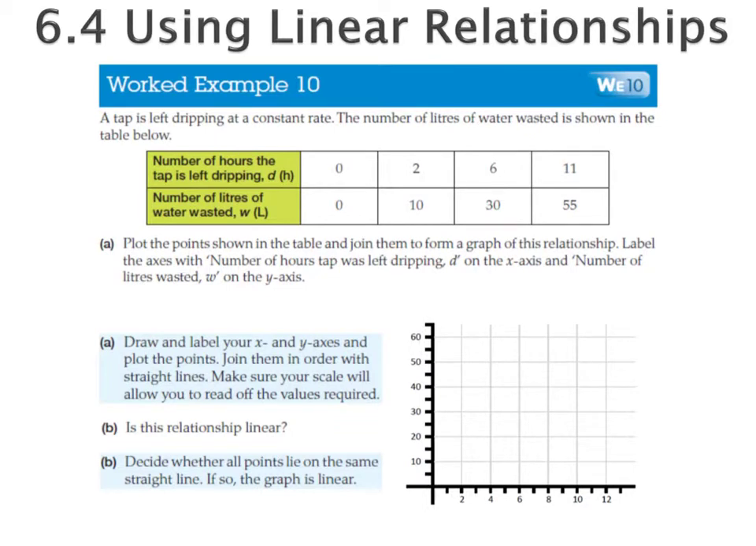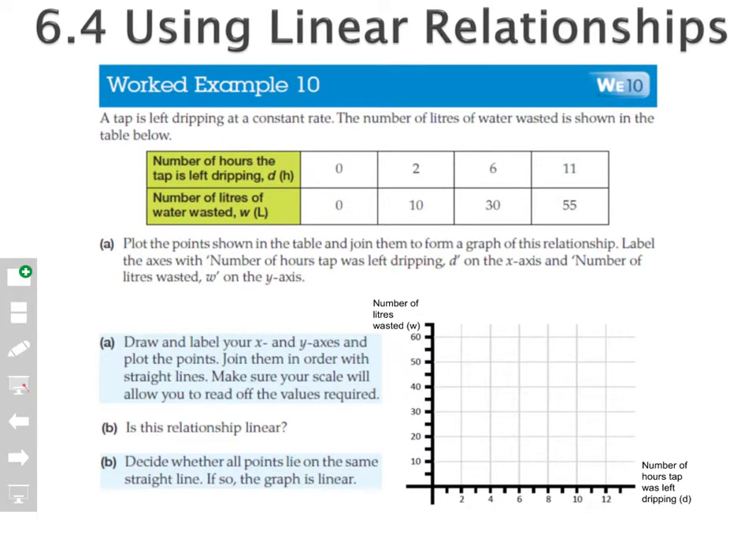For this question we're given the following information. A tap was left dripping at a constant rate. The number of litres of water wasted is shown in the table below. First of all, we're required to plot the points shown in the table and join them to form a graph of this relationship. We need to label the x-axis with number of hours a tap was left dripping D, and we need to label the y-axis with the number of litres wasted W. So first thing we're going to do is label axes, which will look like this.